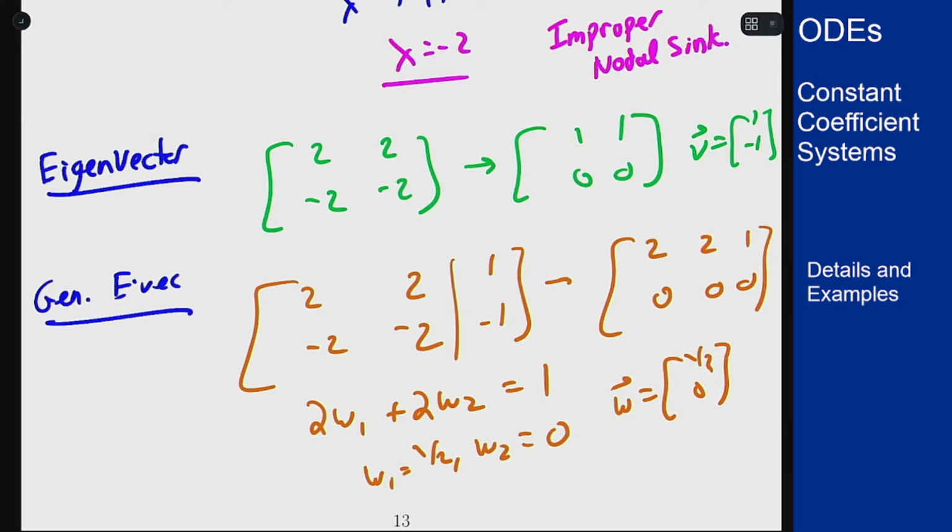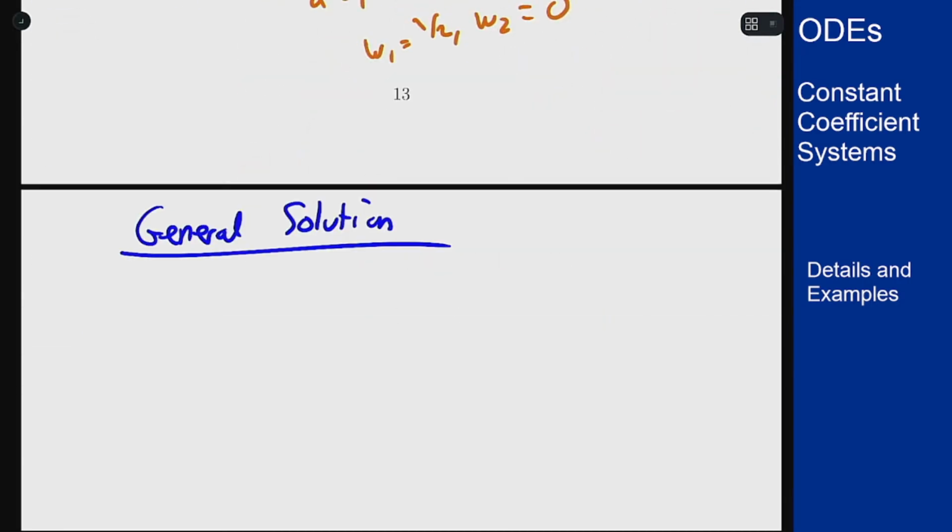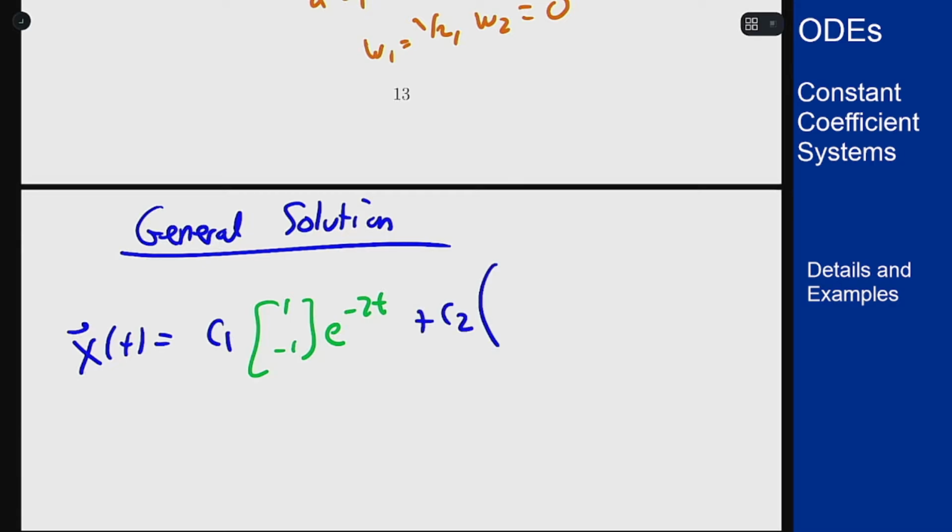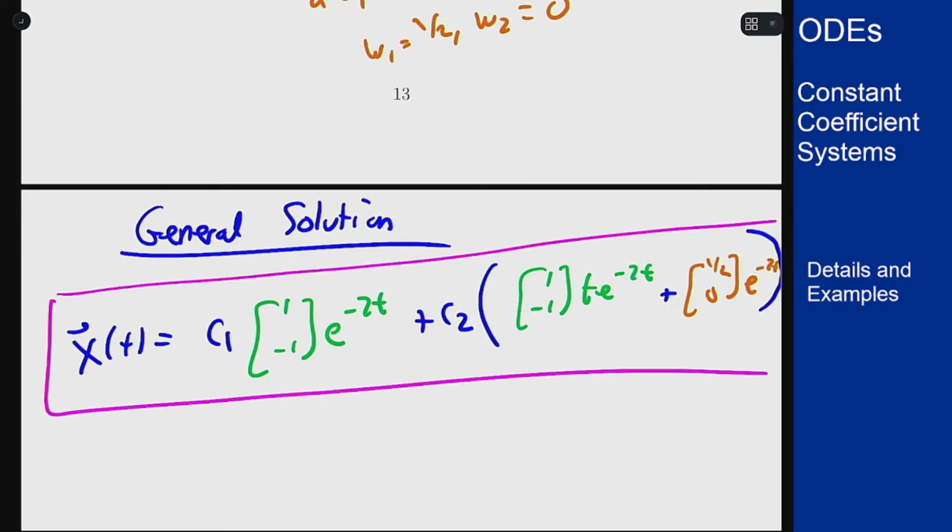Putting all this together means I can write the general solution. X of t is going to be c1 times our eigenvector (1, -1) e^(-2t), plus c2 times (eigenvector t e^(-2t) plus our generalized eigenvector (1/2, 0) e^(-2t)). And with that, I can now sketch the phase portrait.